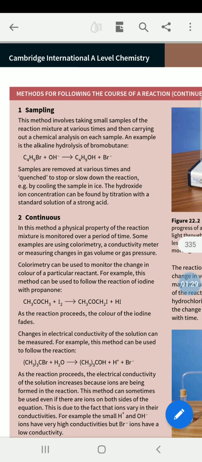Write down. When a chemical reaction is progressing, during certain specific time intervals, samples are taken out from the reaction mixture and analyzed to determine how a certain chemical property has changed over time.